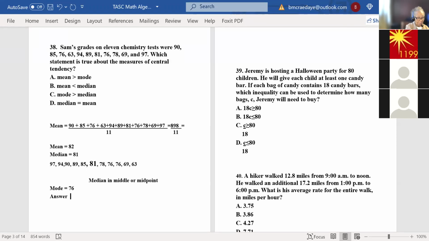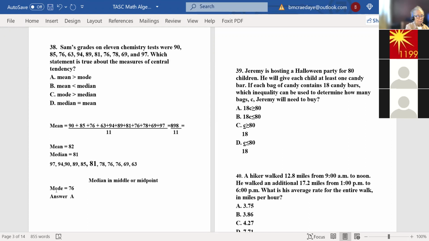The mean, the median. So take them one by one, Vanessa. A says mean greater than mode. What is the mean? The mean is 82. What is the mode? Mode is 76. Is A true or false? It's true.